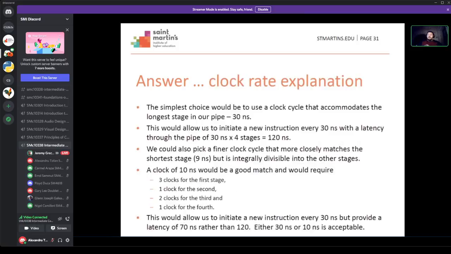However, what we could do is we say, all right, what is the smallest stage within our pipeline? In this case, it's 9 nanoseconds. We also have another stage which is 10 nanoseconds long. So what we could do is we can say, all right, the first stage, we can divide our clock cycle in terms of units of 10 nanoseconds each.